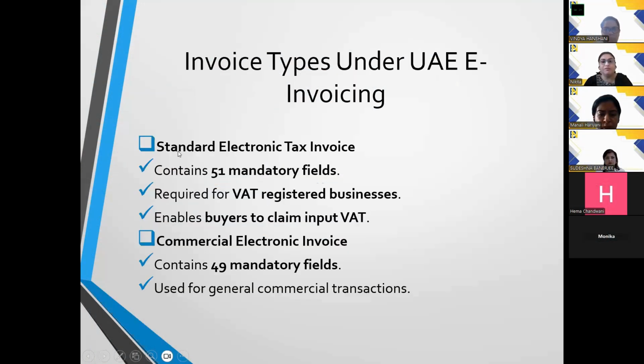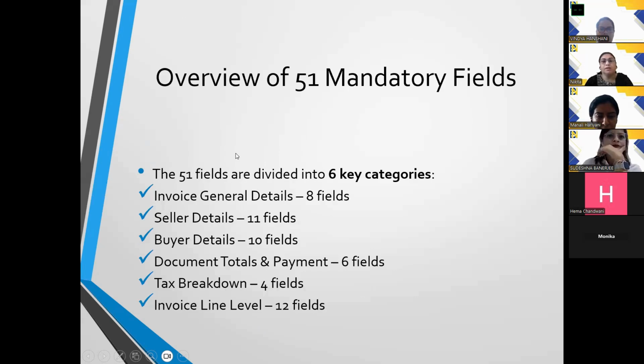There are 51 mandatory fields which are required for an electronic tax invoice, and there are 49 mandatory fields which are required for a commercial electronic invoice. Whoever's business is VAT registered has to issue this standard electronic tax invoice with all those 51 mandatory tax fields. The 51 mandatory tax fields are divided into 6 categories.